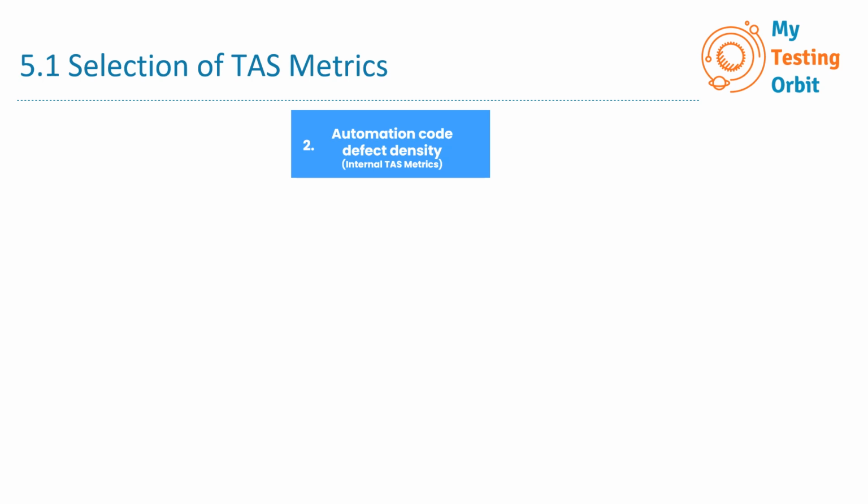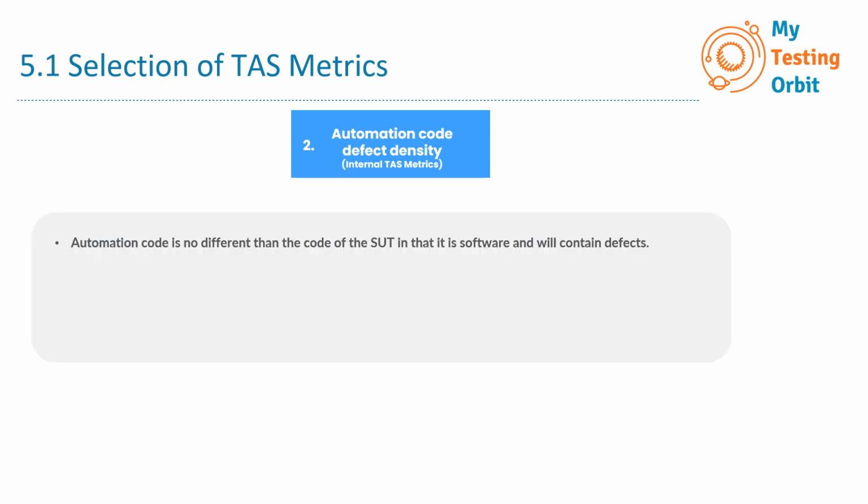Number 2, automation code defect density. Code defect density is a metric that measures the number of defects or issues in a section of code. It helps to assess the quality and reliability of the software by quantifying the density of defects. Automation code is no different than the code of the SUT in that it is software and will contain defects. This means that just like the main software you are testing, which is the SUT, automation code is also software and can have errors or bugs. It's essential to recognize this similarity.